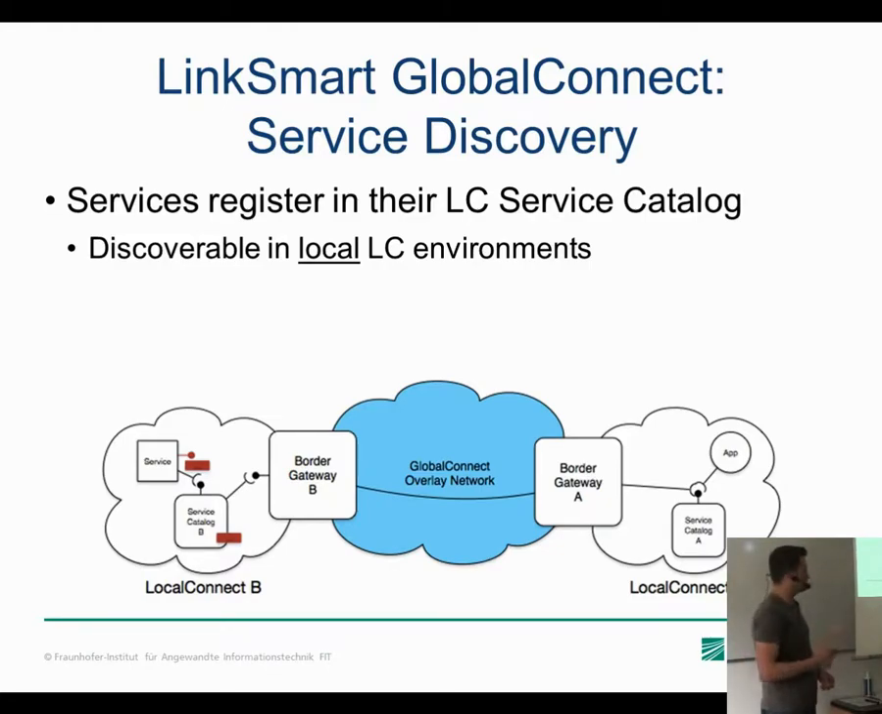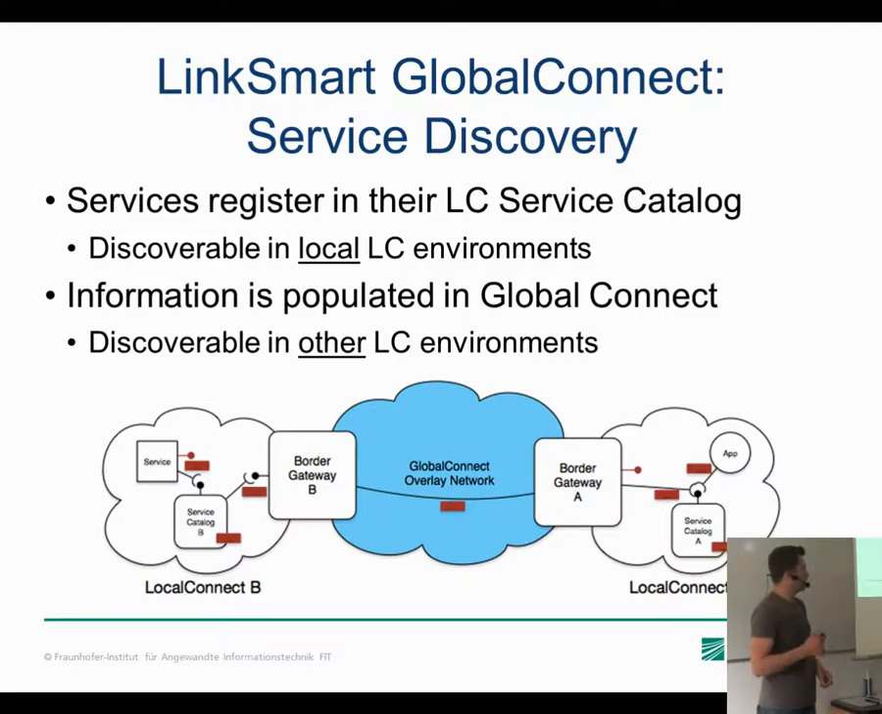Now we have an application in the LocalConnect A environment that wants to communicate with the service. Using the LocalConnect discovery first, we register it in the service catalog, which is the normal procedure so that applications in the local network can discover it. Now that we want to expose it, we configure this registration information, setting the flag that this service needs to be exposed in the GlobalConnect.